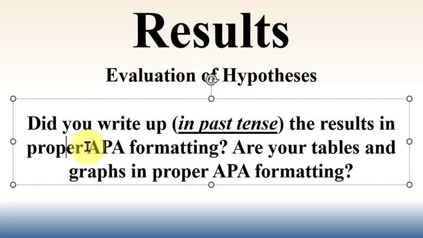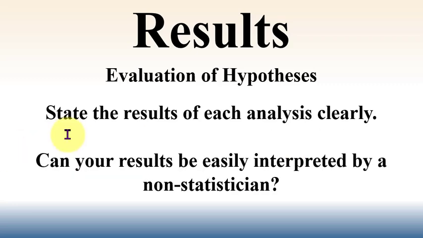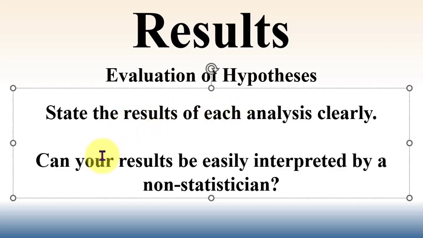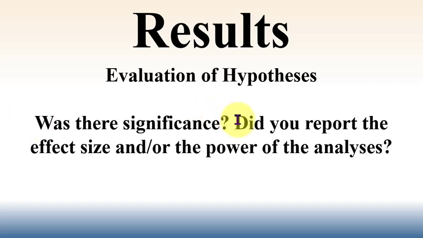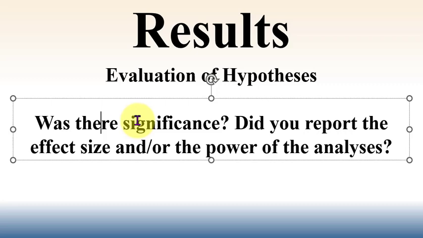But again, APA formatting for both the text reporting the results, your tables and your graphs, everything has an APA format attached to it. State the results of each analysis as clearly as possible, right? In other words, can your results be interpreted by somebody that's not into statistics? That's important, right? Ease of understanding. That isn't actually an art form, so make it easy to understand. Was there significance, right? That's the golden rule here. That's your holy grail. Was there significance?